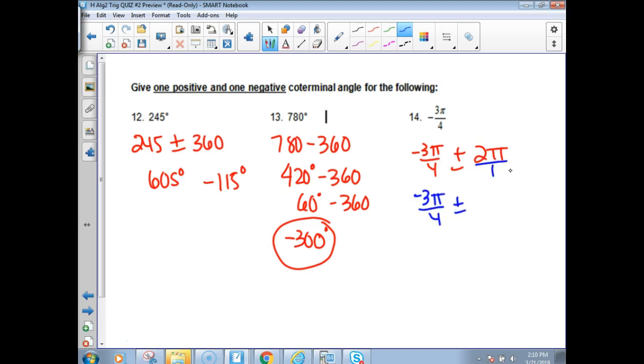You convert 2 pi to have a denominator of 4 by multiplying top and bottom by 4, which is 8 pi over 4. Then you say in your head, negative 3 pi plus 8 pi would be 5 pi, so 5 pi over 4. Negative 3 pi over 4 minus 8 pi over 4 would be negative 11 pi over 4.